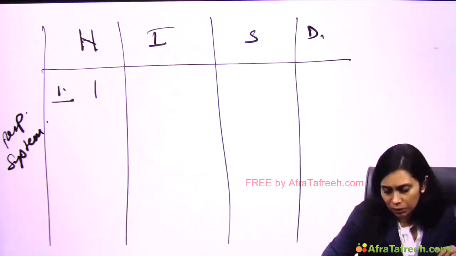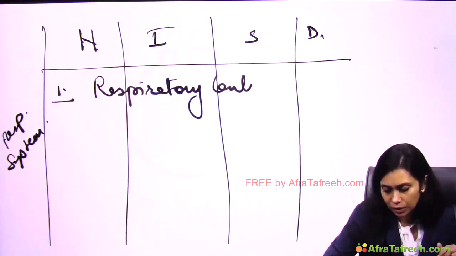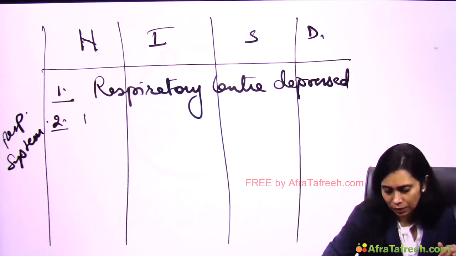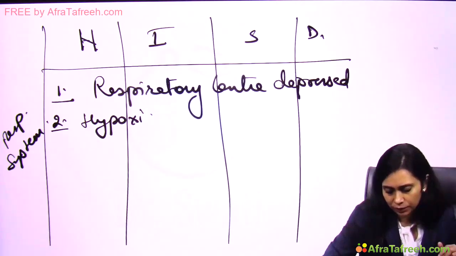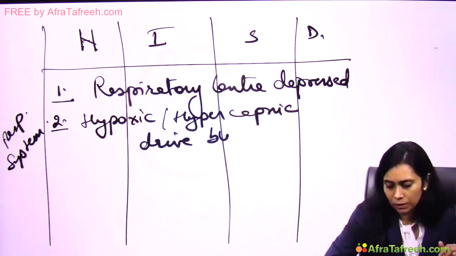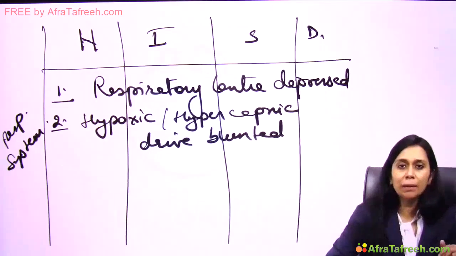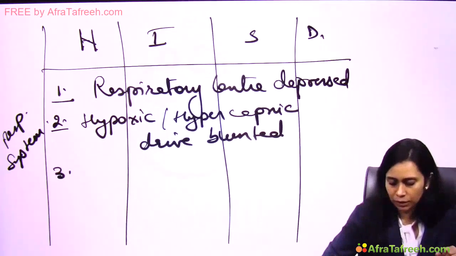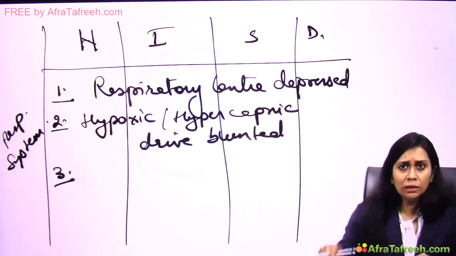So, what was the first point? First point was they all do the same thing, guys, inhalational or IV. Respiratory center depressed. Hypoxic, hypercapnic drive blunted. These 2 points we have already discussed. These are the same 2 points which I will write even in IV anesthetic agent.